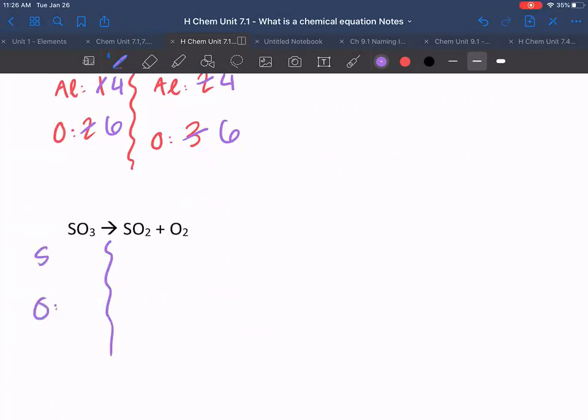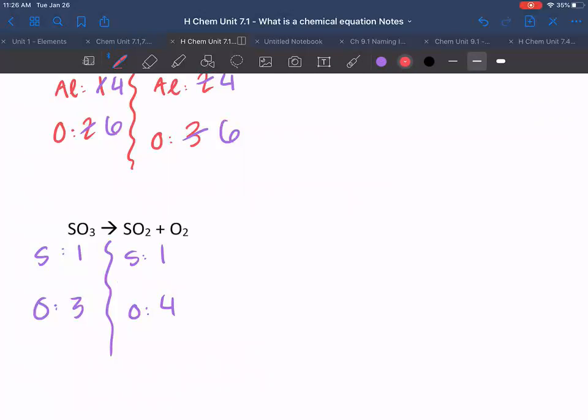Sulfur and oxygen. When you have oxygen or any element that appears more than once throughout, so in 2 different species or 3 or 4, you have to count all of them. On the left side, we only have 1 species, so we have 1 sulfur and 3 oxygens, but we have to make sure on the right side that we count oxygens from SO2 and O2. So we have 1 sulfur, 4 oxygens.